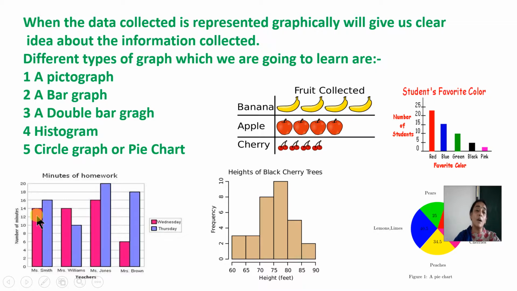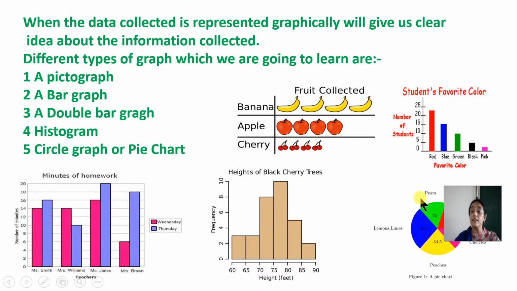Here comparison of two quantities is done together. Now here, homework done on Wednesday and Thursday by one person is represented in the form of a double bar graph. Now here, can you see there is no space between the bars? So this type of graph is known as a histogram. We are going to study about histogram also in this chapter.